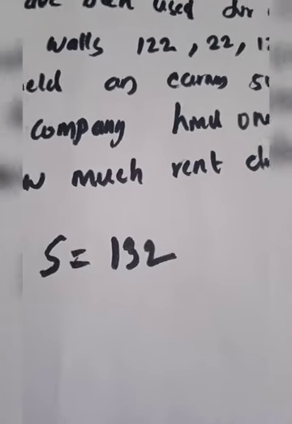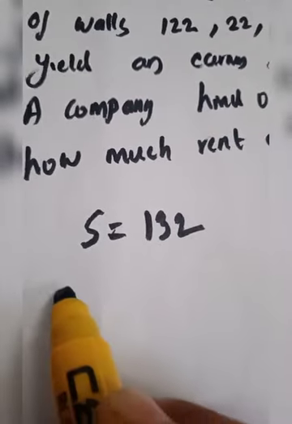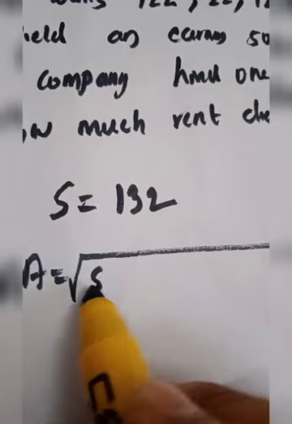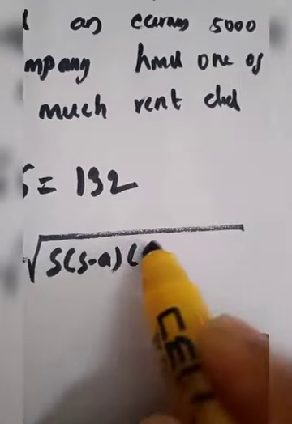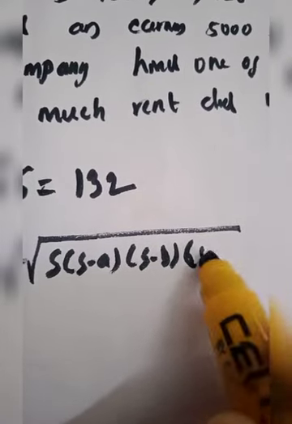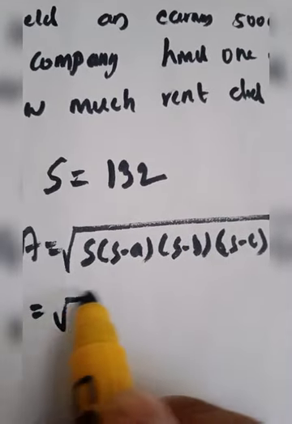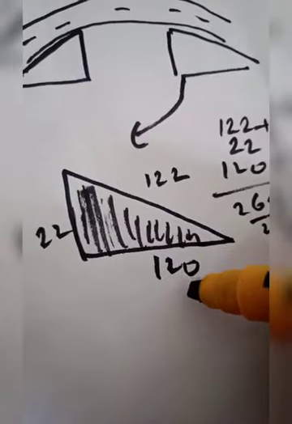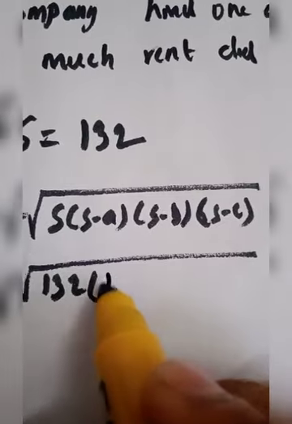Clear? Now it's time to calculate the area. Area is square root of S into S minus A into S minus B into S minus C. Now S is 132. Then S minus A: 132 minus first side 120, that means 12.